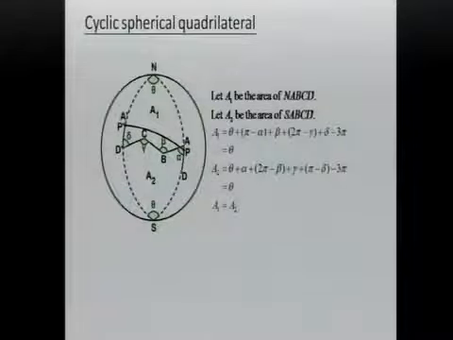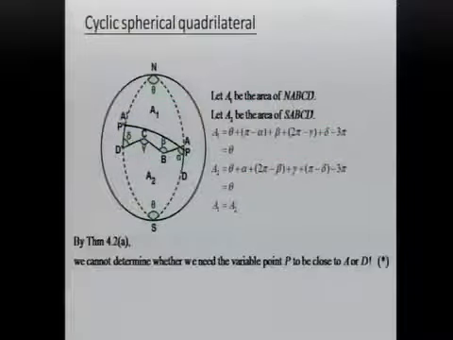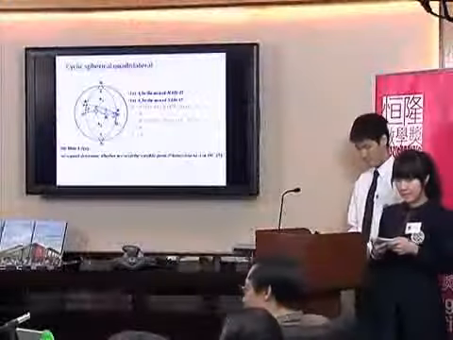Using the spherical area formula, we calculate that the two areas are equal. By theorem 4.2, we cannot determine where point P should approach to. It is also true for an almost cyclic spherical quadrilateral. Because of this property, the approach to find the degenerated solution is different from Euclidean.